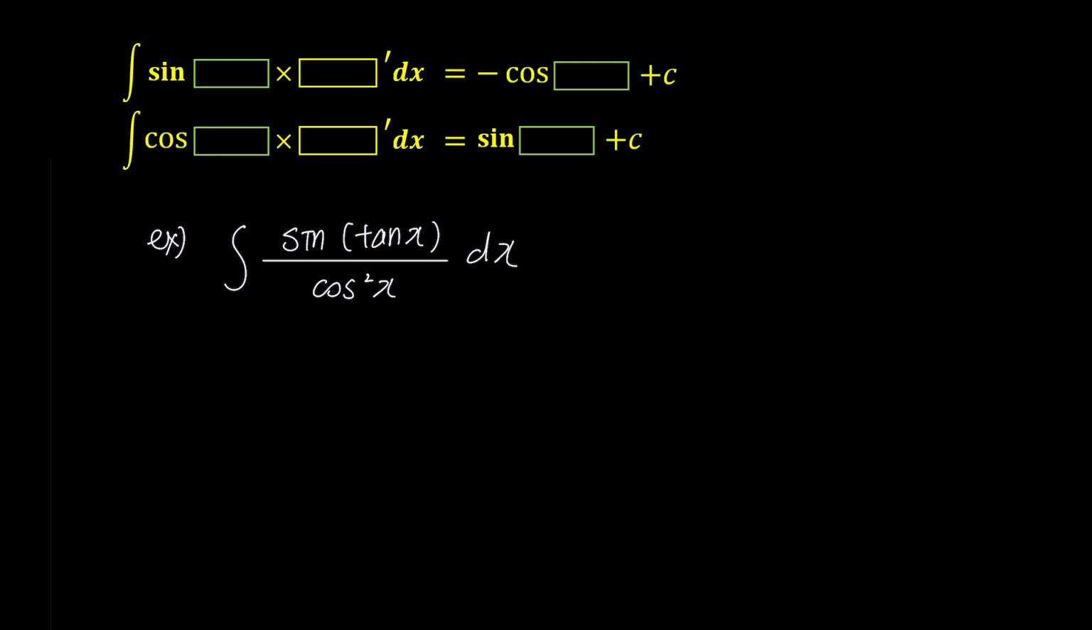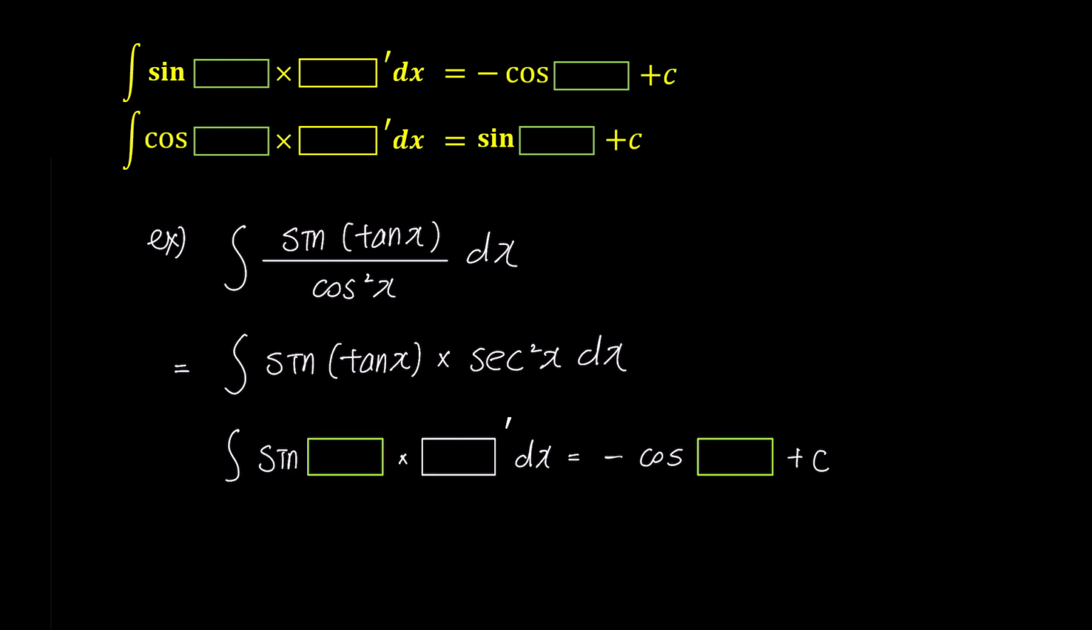This example has sine, cosine, and tangent all together. As expected, since it is a form of a fraction, let's try to express it as the product of two terms by using the fact that 1 over cosine square x is secant square x. Here comes the box rule. You all know, right? The derivative of tangent x is secant square x. So it is already determined who should go into the green box and the box prime, right? Put tangent x in the green box and secant square x in the box prime, and put tangent x in the right green box to complete the problem.